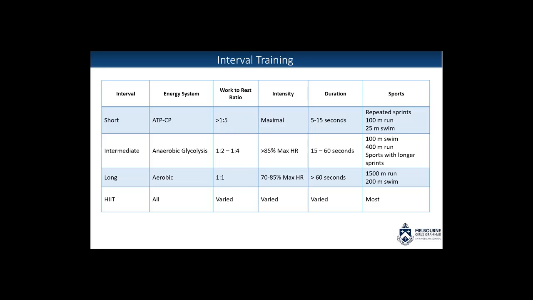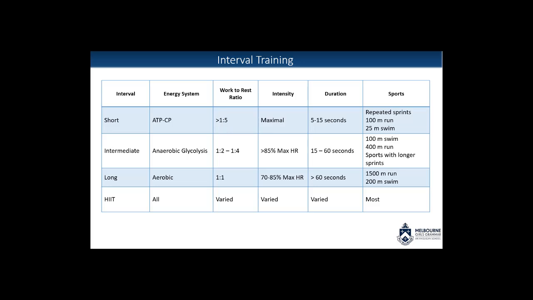You can see there's 4 different types of interval training that you might like to use. Don't worry too much about the energy system at the moment. That will come later when we discuss energy systems. Have a think about the fitness components that are worked when you look at the intensity and duration. So for short, we're looking at maximal. The effort is between 5 to 15 seconds.